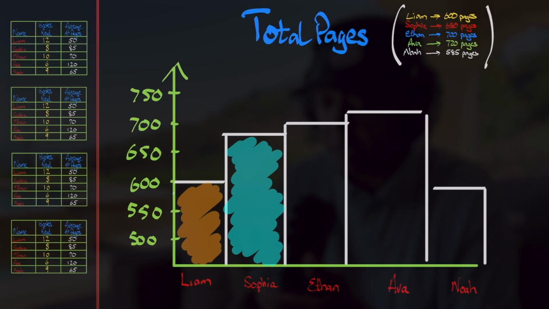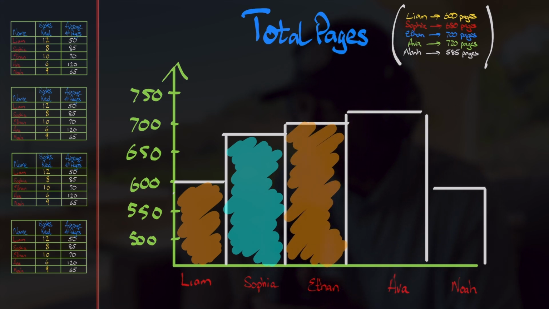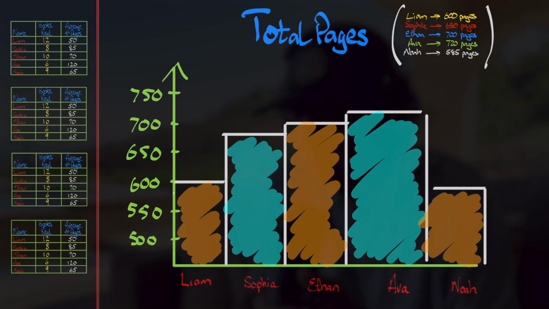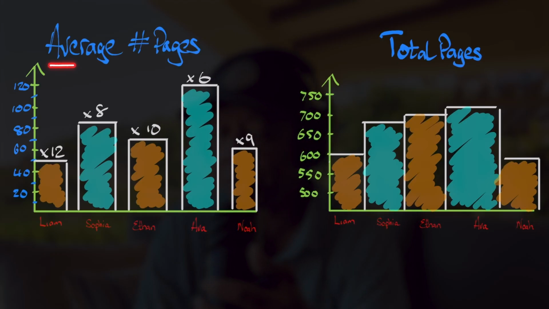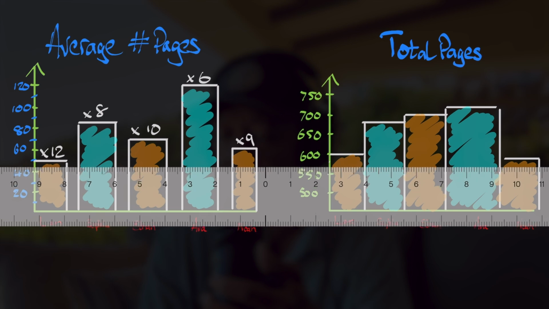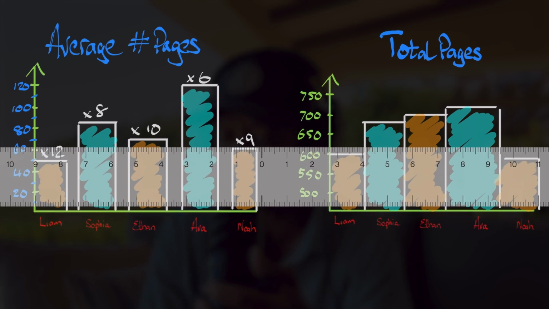We'll do the same thing, finish up the bar, color it in. That way we can tell easily by looking at it how one compares to the next. Average number of pages compared to total pages bar graphs. A ruler here will allow us to compare the height of the bar graphs.